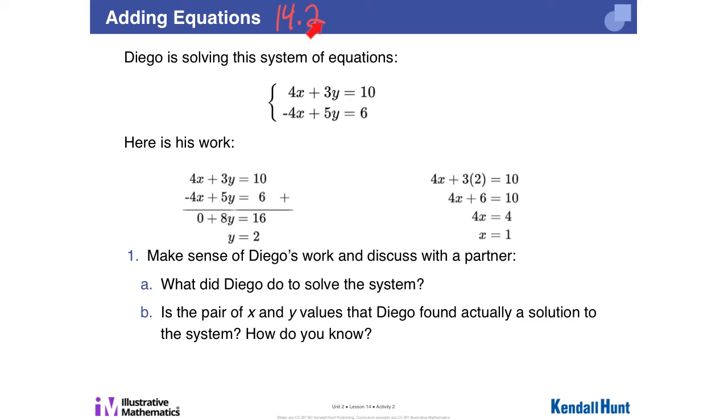We are skipping ahead to 14.2, adding equations. We have Diego again. He's solving this system of equations. He has some work here and here. I want you to look through his work and make sense of it. Discuss it with a partner if you're doing this video with someone, and then answer A and B before you move on.